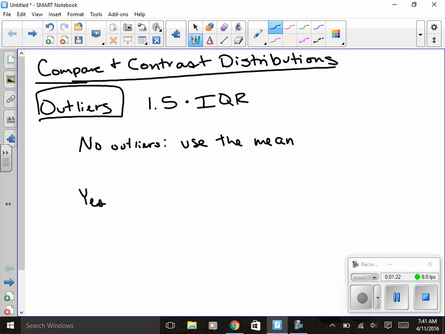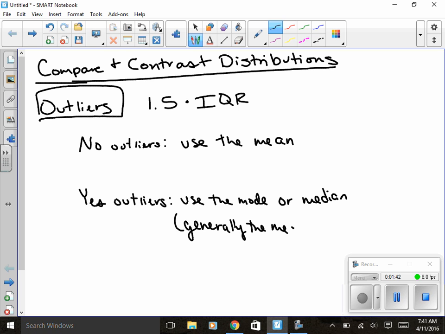If there are outliers, you need to use the mode or median. And I'm just going to tell you this, that generally it'll be the median. The reason why is because obviously if you don't have a mode, it's kind of hard to compare your distribution, and it's a little bit easier to compare it because you can take it and plot your box and whisker plot without the outliers, so then you can see the median a little bit better, and it's easier overall just to look at it.